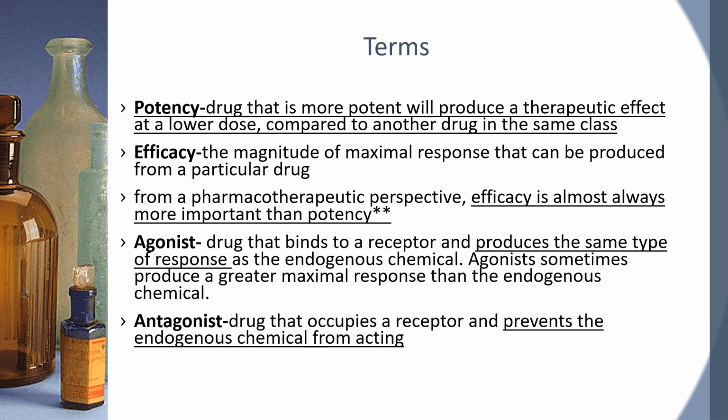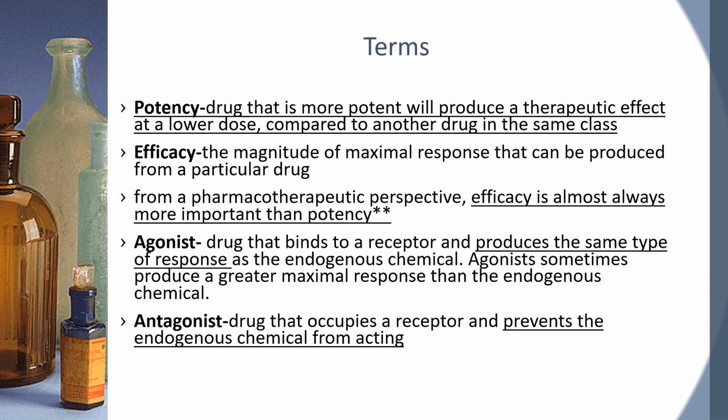More vocabulary. Potency. A drug that is more potent will produce a therapeutic effect at a lower dose. Efficacy, we already talked about. The magnitude of the maximal response that can be produced from a drug. Usually the efficacy is more important than the potency of the drug.